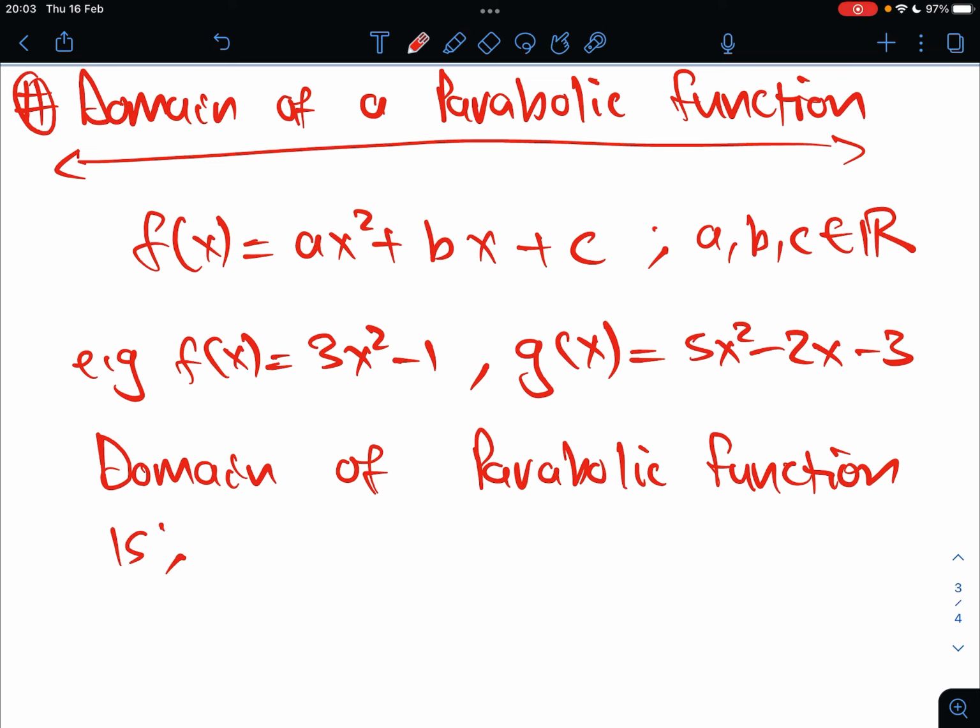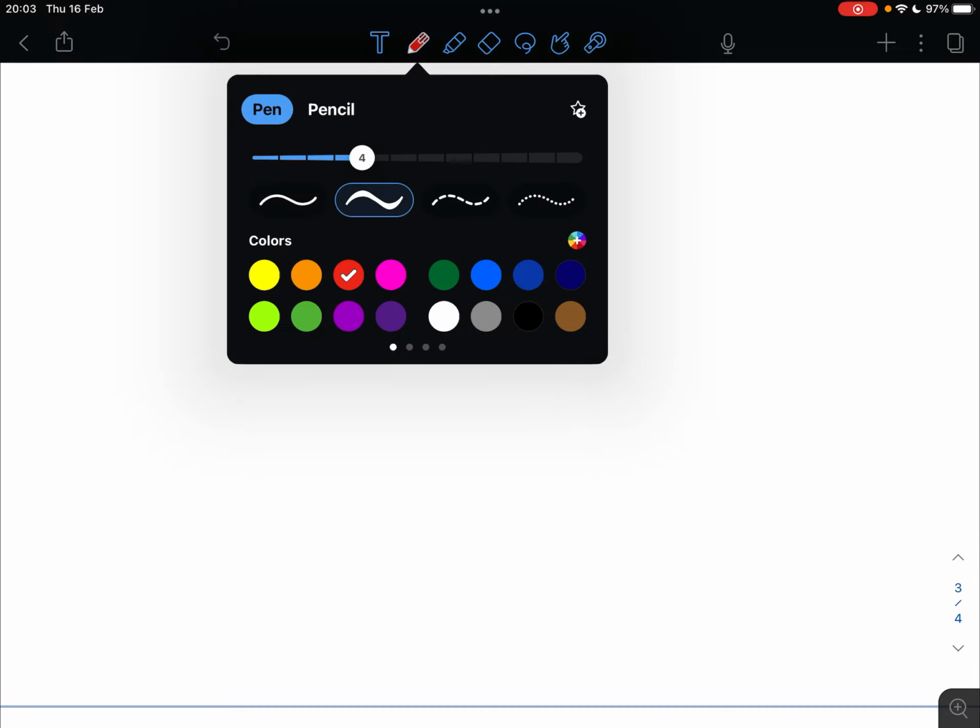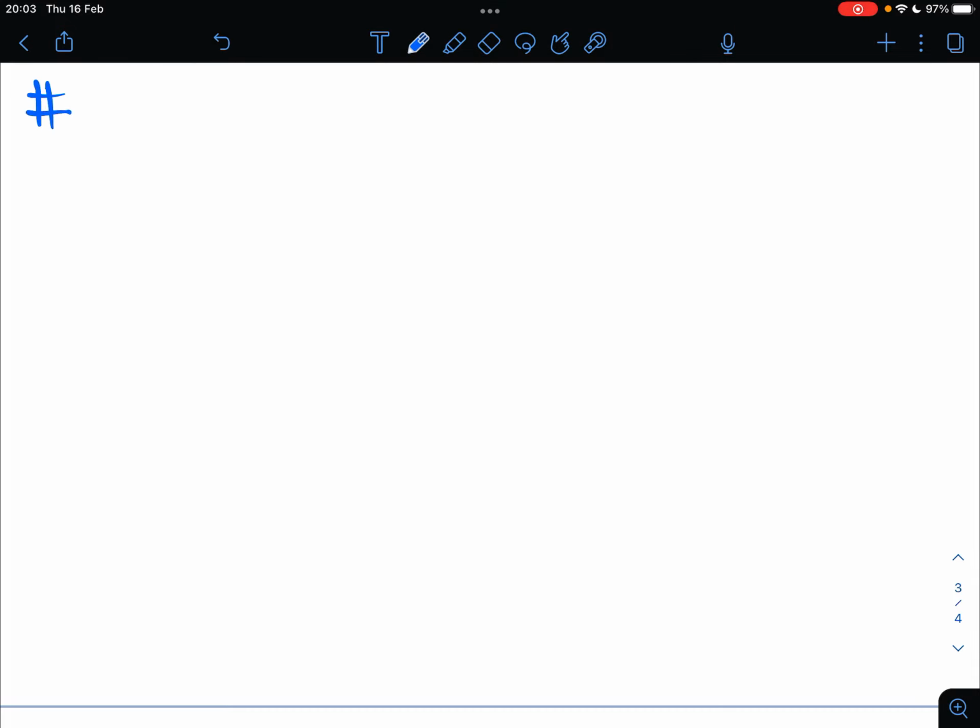is x element of real numbers. So those are things that you should know again, that when it comes to a parabolic function, everything that you put, you always get an output. There is nothing that you can put and not get anything. Whatever you put, you always get a result at the end of the day. So this is how you actually find the domain of a parabolic function. Then the next thing that you want to look at is the domain of an exponential function.